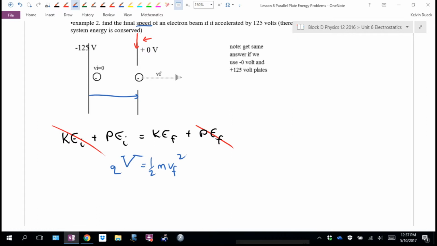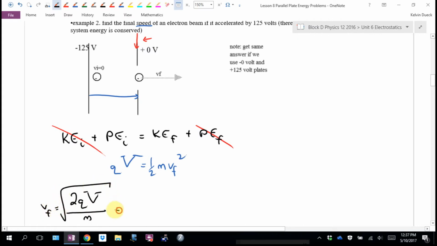Speaking of, how would I get Vf by itself? Times 0.5 over. I'm going to times by 2 or divide by 0.5. I'll times by 2. Divide by the mass, and then square root. Yep. Cool. You said take the qV, times it by 2, divide by the mass, square root. All right.